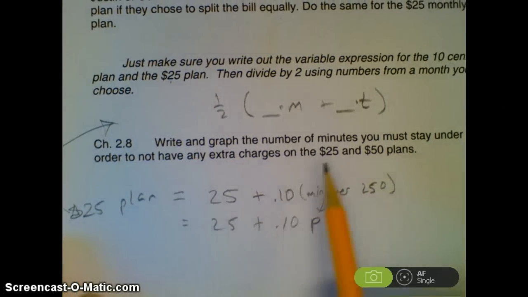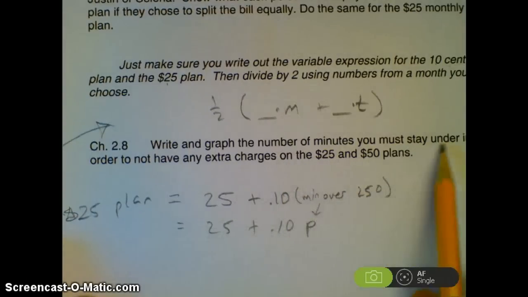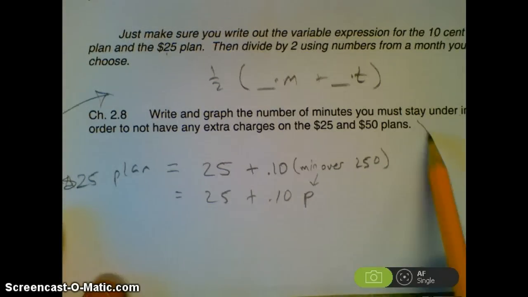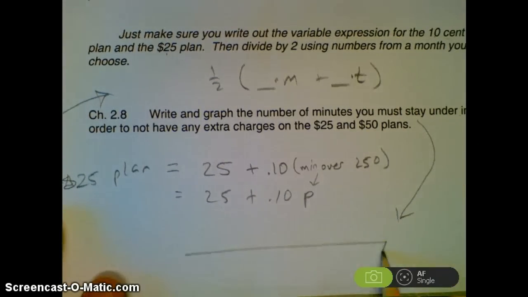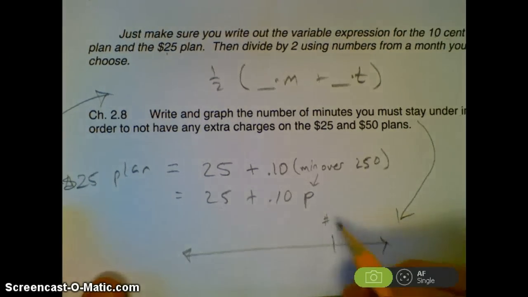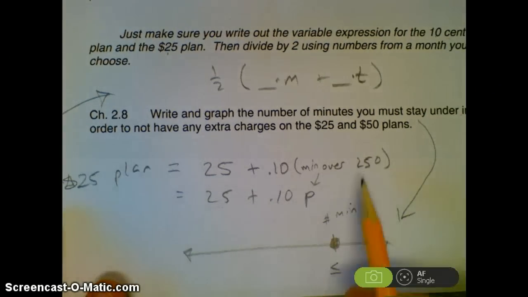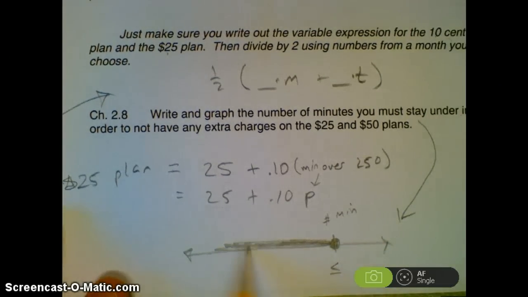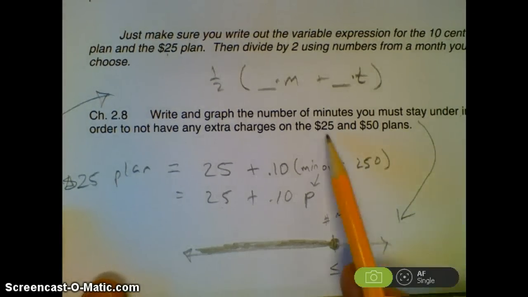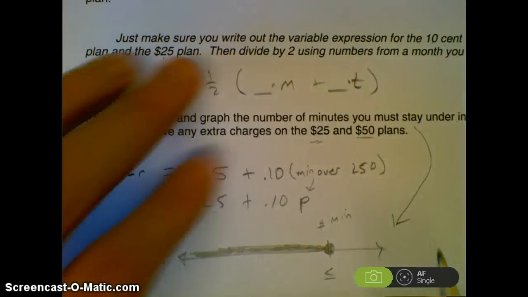For chapter 2.8, write and graph the number of minutes you must stay under in order to not have any extra charges. This one is super, super easy. When you graph on a number line, you're going to have a number of minutes here, and either a circle to show less than, or a colored circle to show less than or equal, and you're trying to stay under a number of minutes, so it's going to look like that. You're going to need the number of minutes here that you need to stay under for the $25 plan and the $50 plan.